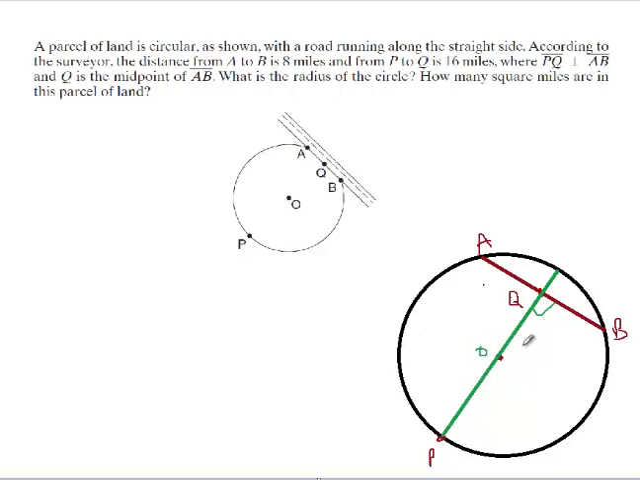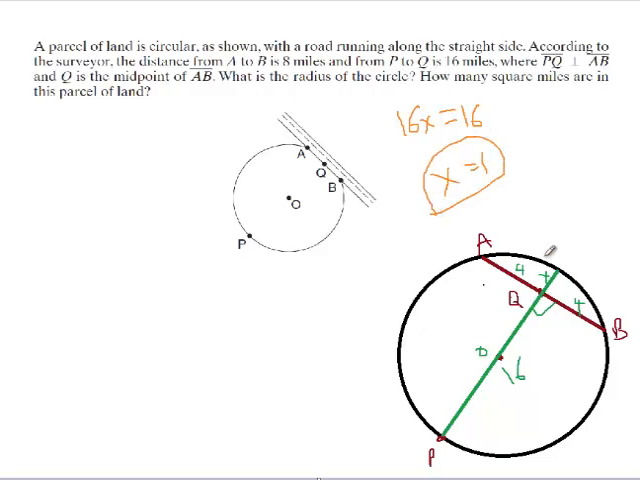Now, what do they tell us? They tell us AB is 8 miles, so we'll say 4 on each side, and PQ is 16 miles from here to here. Now, we don't know what this is. This we'll call x. So we'll use the same formula to figure out what x is. Remember, this times this has to equal this times this, by definition. So let's try it out. 16 times x, which is 16x, equals 4 times 4, which is 16. Divide each side by 16, and we know that x equals 1.